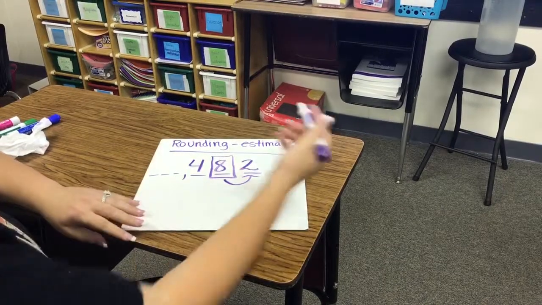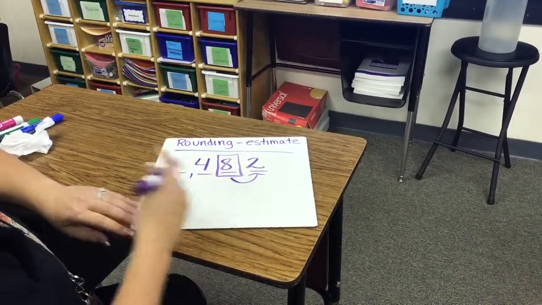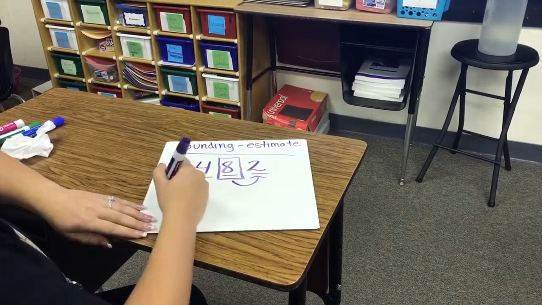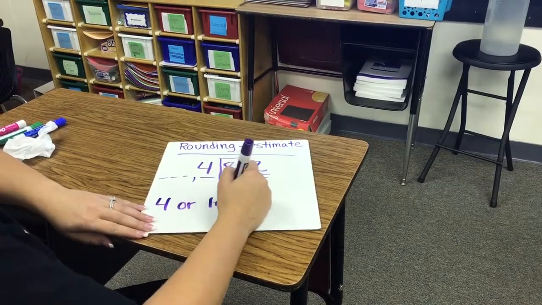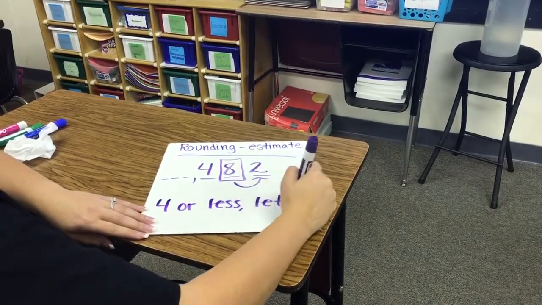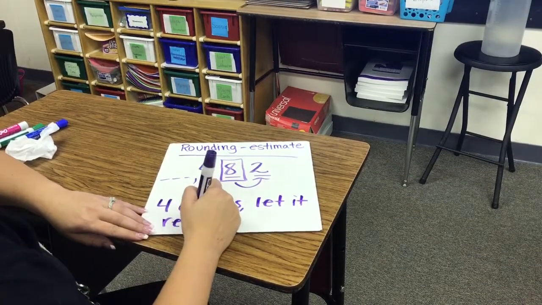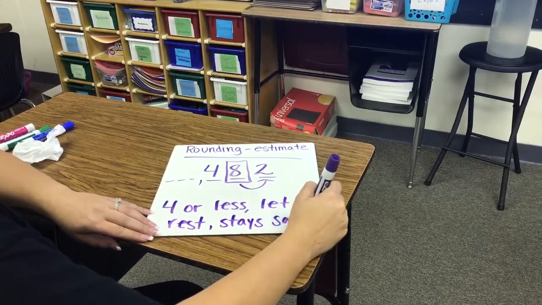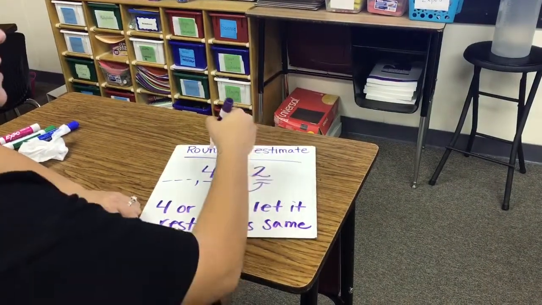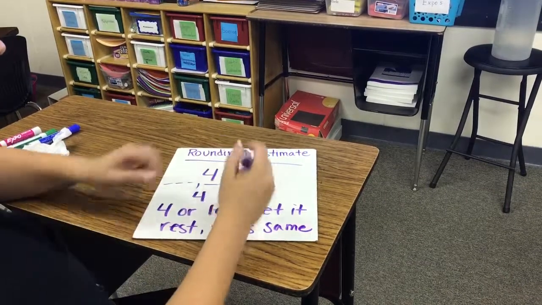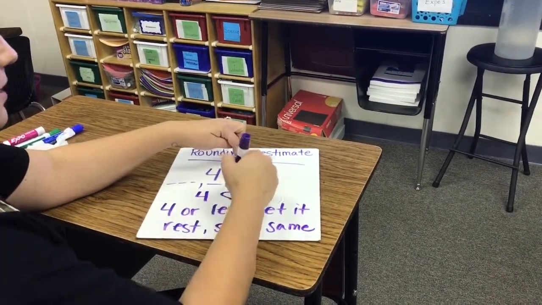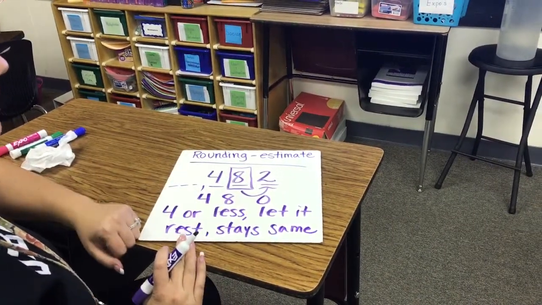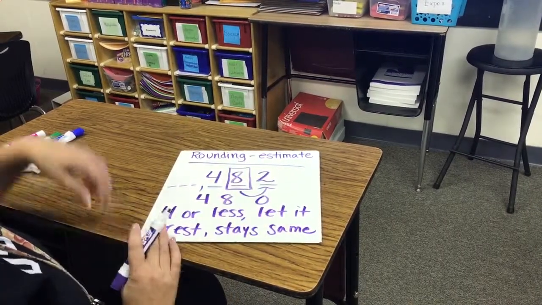So I always tell the kids, is 2 less than 4 or more than 5? In this case, it's less than 4. So 4 or less, we let it rest, and it stays the same. I'm just going to put stays the same. So in this case, everything before the box stays the same, so 4, and we said that 2 makes the 8 stay the same, and we just add a 0 for the place after. So 482 rounded to the nearest tens rounds to 480.